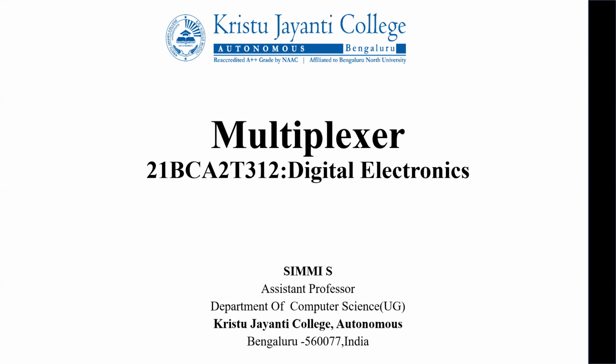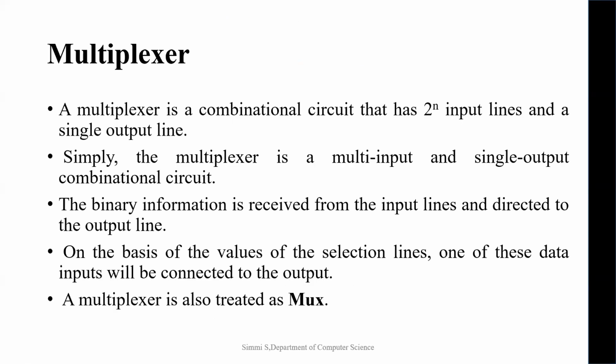So a multiplexer is a digital circuit that takes multiple input lines and selects one of them to be the output based on a set of control signals. The primary function of a multiplexer is to route data from one of the input lines to the output line. Here we have selection lines. These lines will determine which input will be connected to the destination or the output.